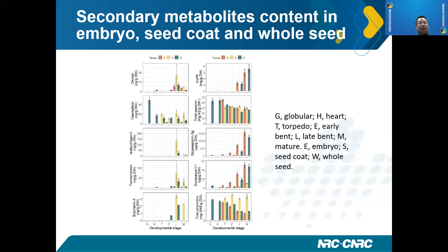After we did the transcriptome study, we also did an analysis of secondary metabolite content in embryo, seed coat, and whole seed. And this figure clearly shows that the metabolite content in different embryo and seed coat stages is quite different.